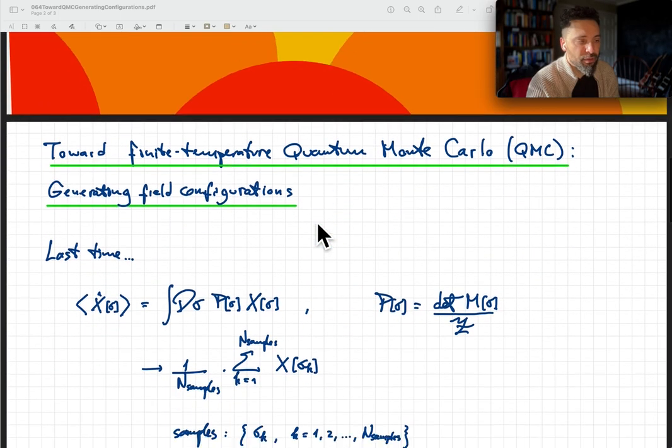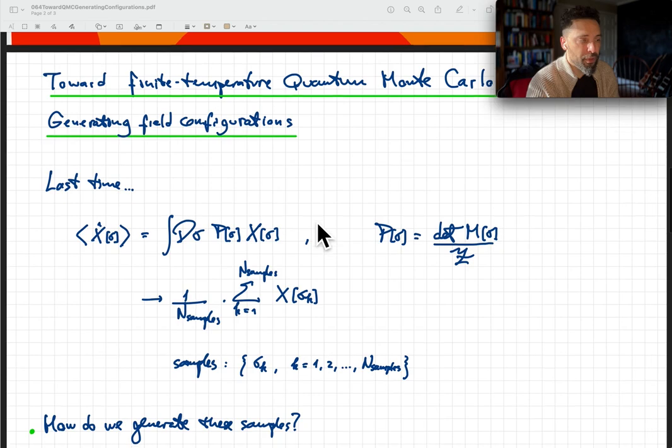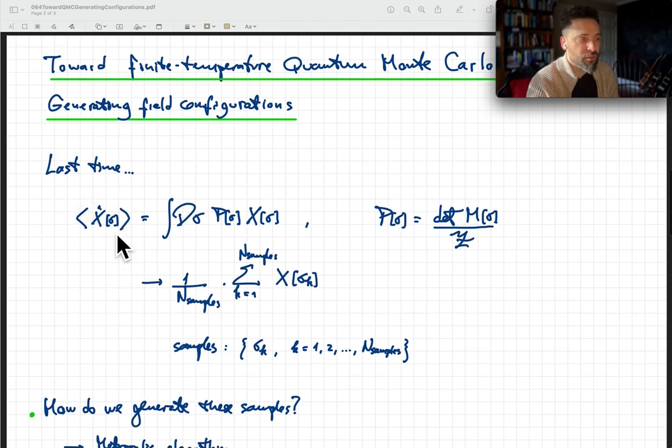So if you recall, last time and throughout the last few videos, we've built an expression for an expectation value of a given operator as a field integral over an auxiliary field sigma. This is our Hubbard-Stratonovich field. There's a weight P of sigma, which if it's positive semi-definite, then we can associate with the probability. And then there's a quantity of interest X of sigma.